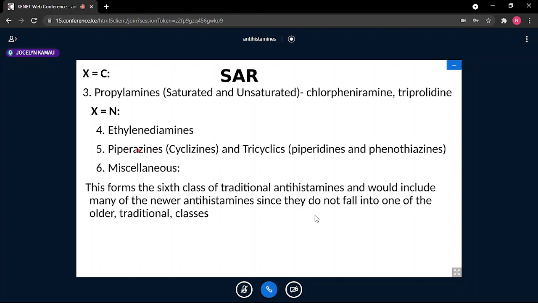You can have the piperazines, because even if you look at the piperazine, N is still a nitrogen. And you can have, of course, the others. You can have the piperazines, the cyclizines, the tricyclic piperidines, and phenothiazines. And of course, anytime you can also have other compounds, like phenadamine, where it is part of a cyclic ring with retention of activity. This forms the 6 classes of traditional antihistamines and would include many of the new antihistamines, since they do not fall into one of the traditional classes. I think that is the miscellaneous.